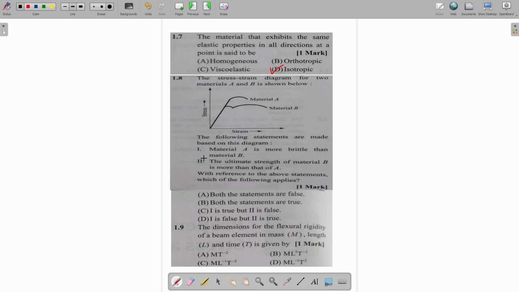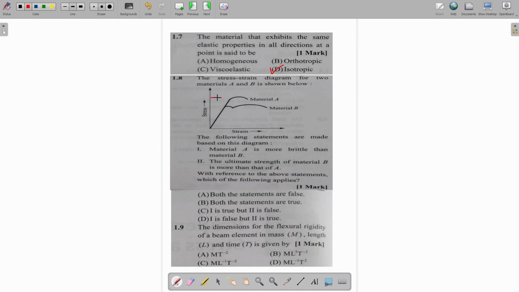Now, this second statement is very easy. What is stated here? The ultimate strength of the material. Now, what is ultimate strength? It is the maximum amount of stress that can be applied to a material before it fails. Okay, say we are pulling the material, or we are compressing the material. The maximum amount of stress the material can take is the ultimate strength of the material.